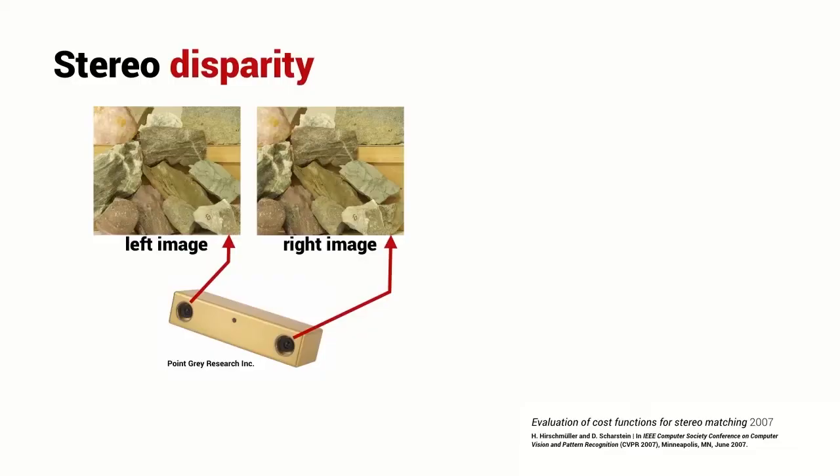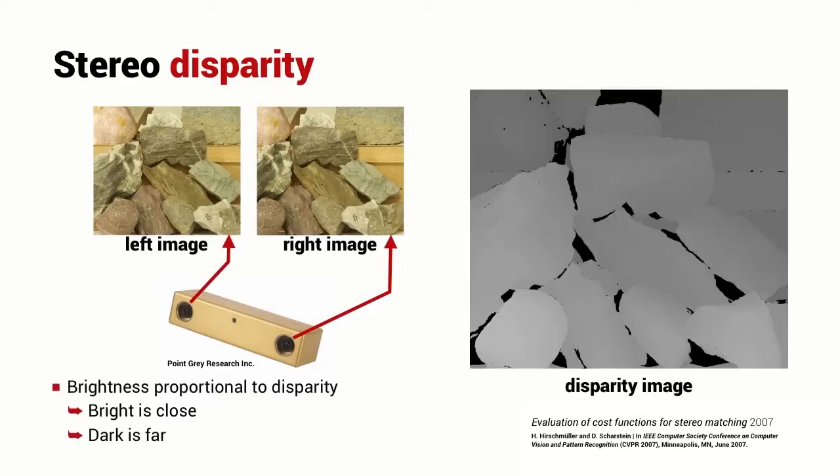Let's talk now about how we compute stereo disparity. We have a pair of images taken by a stereo camera, a left image and a right image. Our goal is to compute what we call a disparity image. In the disparity image, the brightness of a pixel corresponds to the stereo disparity at that particular point.